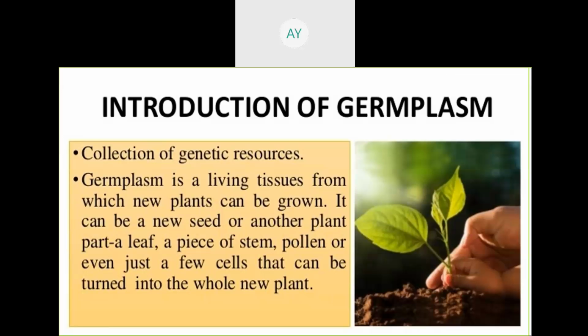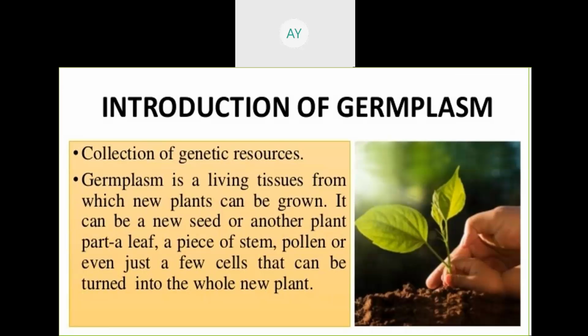Third is conservation of cell lines producing medicine. Some plants are only for production of medicine. Such types of plants can be maintained in the gene bank. So do you know where the gene bank is? National Bureau of Plant Genetic Resources. It is present in New Delhi, Pusa, Indian Agriculture Research Institute.